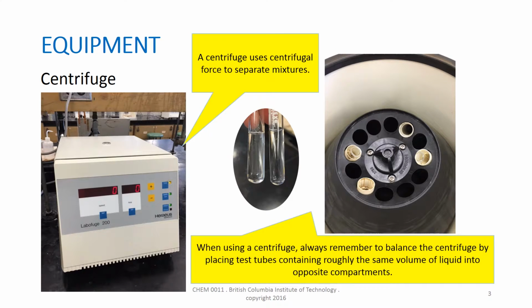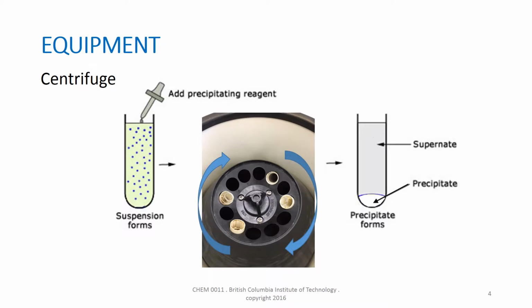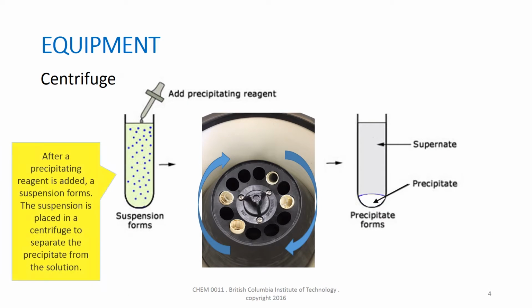When using a centrifuge, always remember to balance it by placing test tubes containing roughly the same volume of liquid into opposite compartments. After a precipitating reagent is added, a suspension forms. The suspension is placed in a centrifuge to separate the precipitate from the solution.